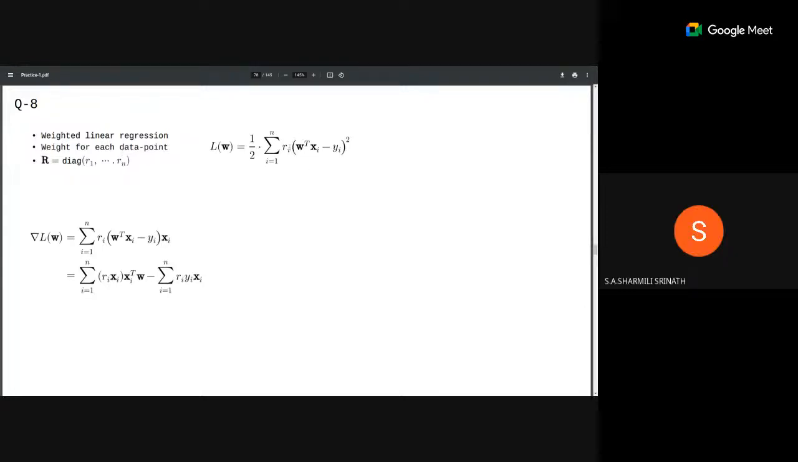Okay, so we should take Ri along with W transpose Xi only. See, W transpose Xi is the prediction for the ith data point, right? No change. That's the same good old linear regression. So to your question, when you're taking h of x, you shouldn't take Ri there. Ri is just while you're computing the loss.